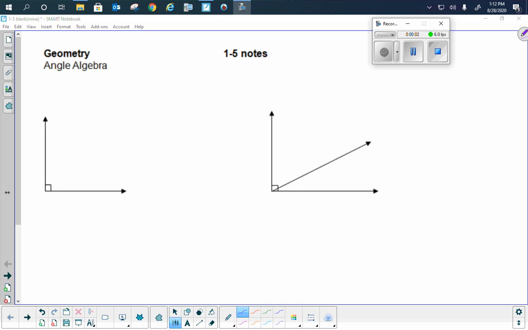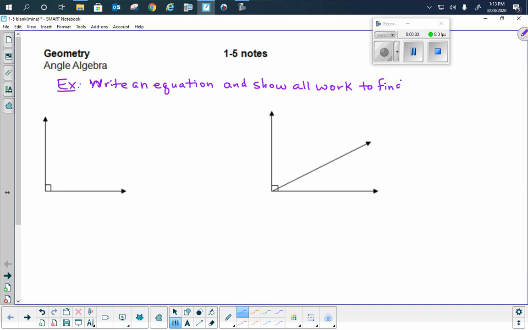In 1-5, finally time to put some algebra with our geometry. So here we go, write down these directions for yourself. For all of these examples, you are going to write an equation and show all work to find x in each figure.